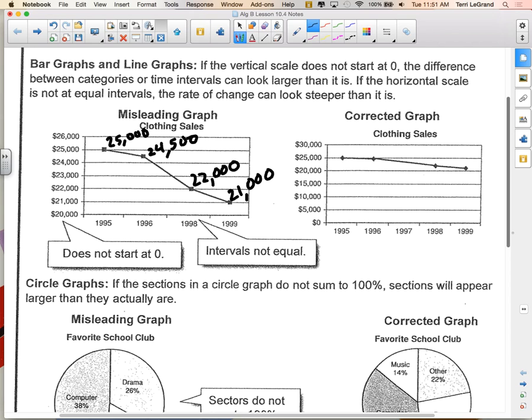Yes, Cam? With it not starting at 0, when it went down to 21,000, it looked closer to the bottom of the graph. It does, doesn't it? Yeah, it looks like it's almost down to no sales at all. But there's still how many dollars worth of sales? $21,000 worth of sales, and it looks like it's getting really close to $0 worth of sales with it not starting at 0. So that's a good observation also.